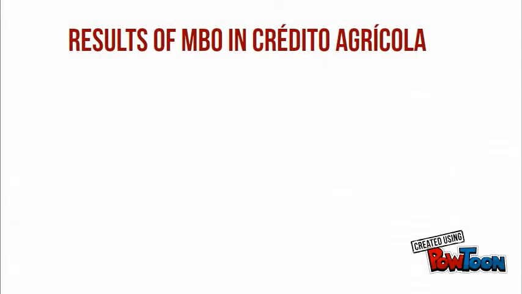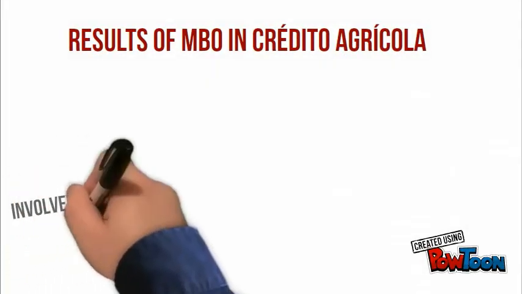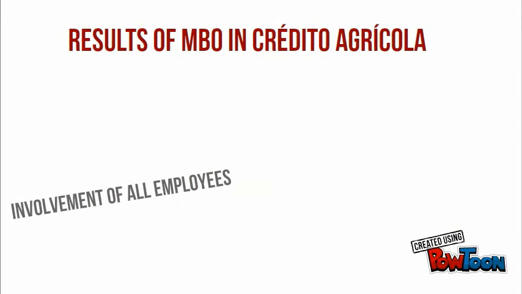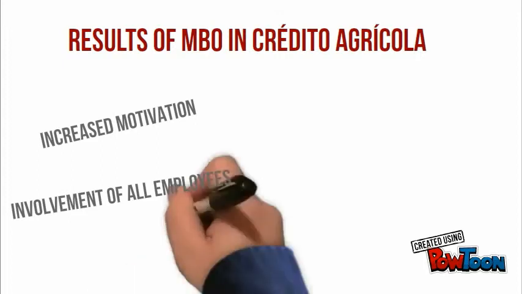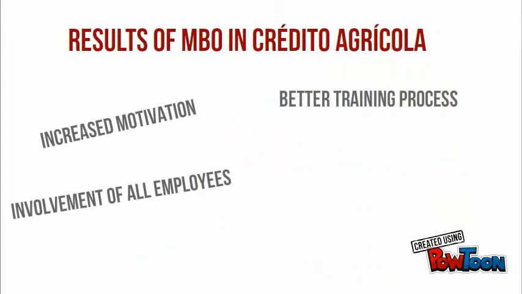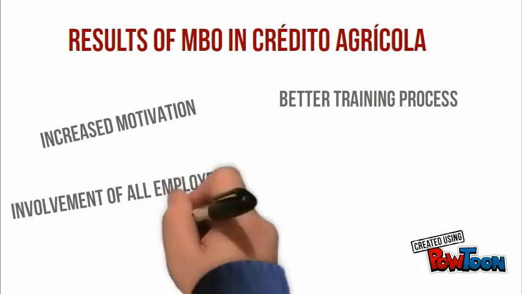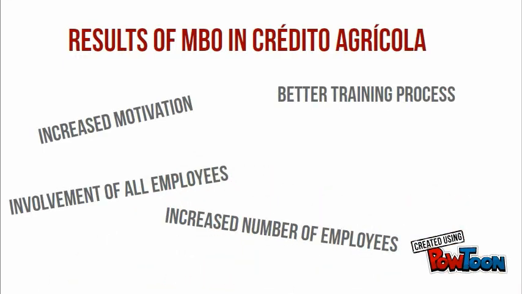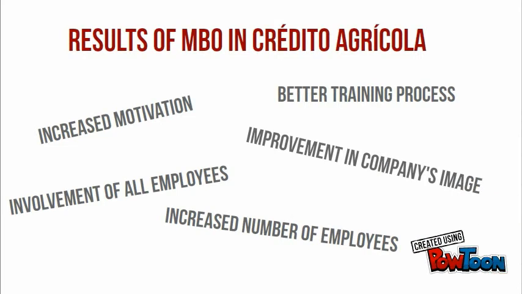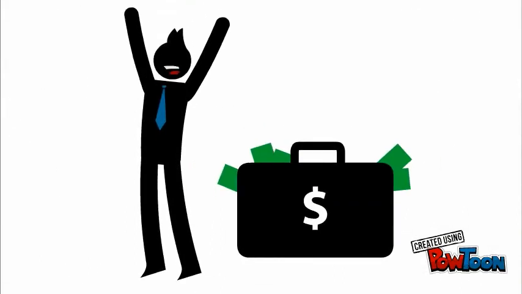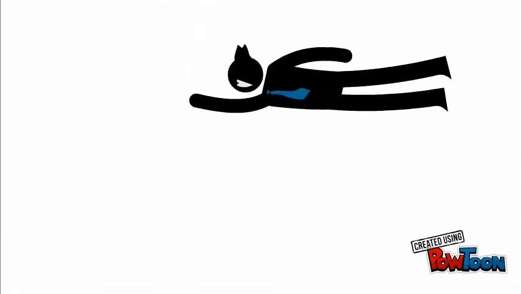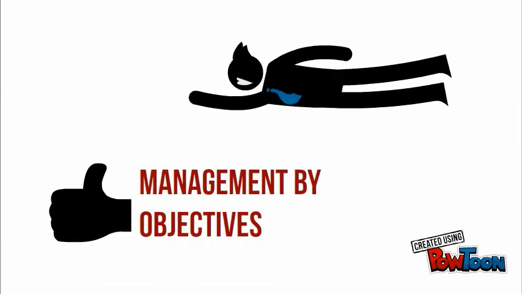From 2012 onwards, results were clearly positive as all employees were involved in the software's introduction, motivation and happiness increased as 97% of employees were satisfied in the workplace, the training process improved as 93% of the employees were trained according to their needs, the number of employees actively working increased, and the company's image improved as Crédito Agrícola was nominated the best insurance company in Portugal both in 2013 and 2015. John was thrilled with the reached results and expects them to be even more positive in the future. Currently, he is finding ways to improve the system, but MBO is definitely a tool that will continue to be used by the company.